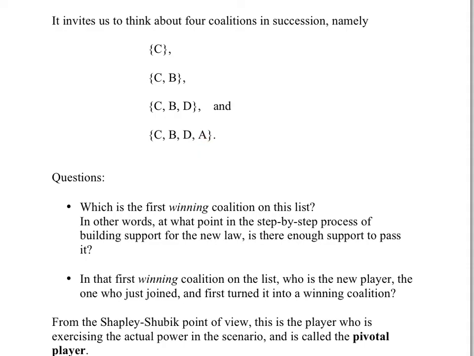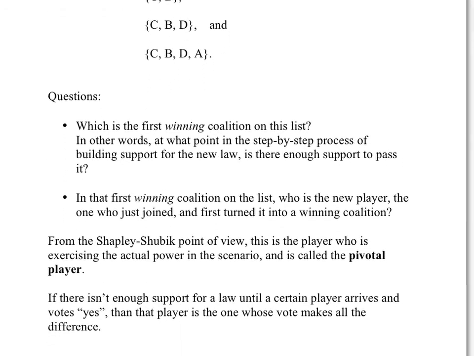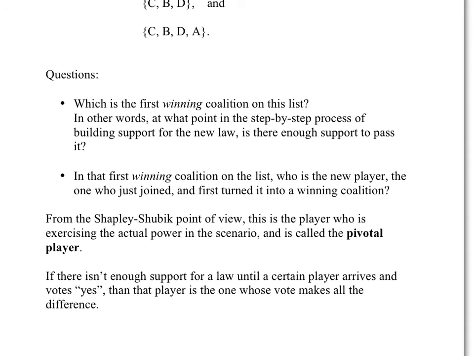Okay. So from the Shapley-Shubik point of view, whoever that player is who just joined and as a result first helped achieve a winning coalition, that's the one who is exercising the actual power in this scenario. We call that player the pivotal player. So a way to phrase that is, if there is not enough support for a law until a certain player arrives and votes yes, then that's the player whose vote makes all the difference.